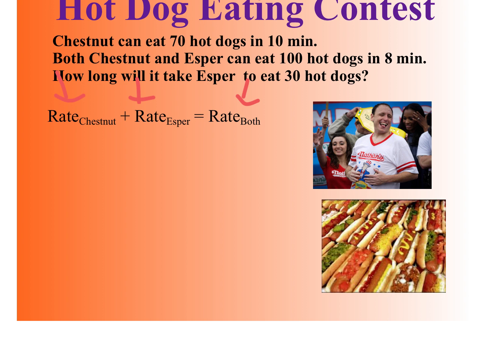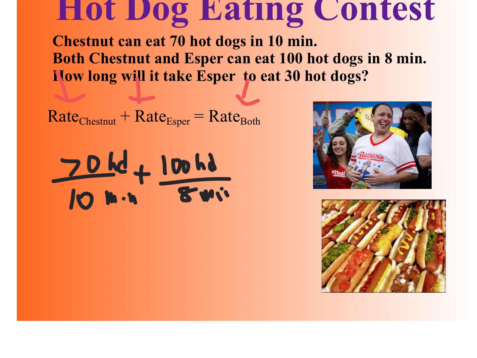Okay, so he's eating 70. I'm going to put HD in 10 min. And I know you're getting tempted to not write the units, and that'll burn you because a lot of times they'll mix in minutes and then hours. And then you'll not be right because you haven't been careful with the units. Esper is 100 in 8 minutes. Thank you. So then I need a rate for Esper.